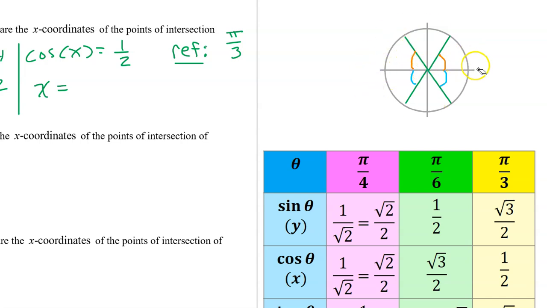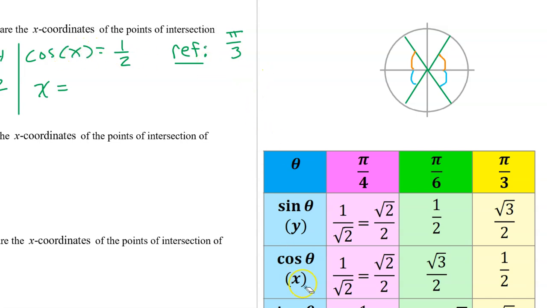Between 0 and 2 pi, there are 4 angles with a reference angle of pi over 3. There's one in every quadrant. These angles are special because the cosine of any of these angles will give us some kind of 1/2. It's just that 2 of them will give us positive 1/2, and 2 of them will give us negative 1/2. In this case, we want the angles that give us positive 1/2 when you take the cosine.